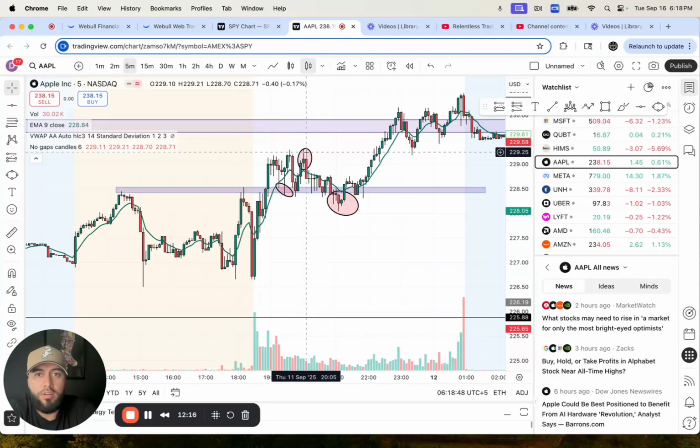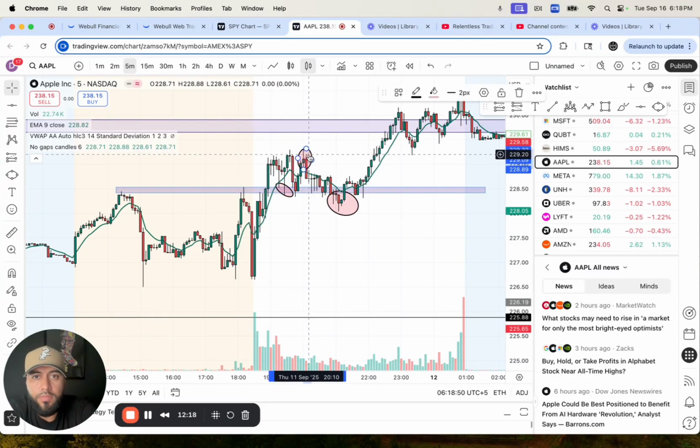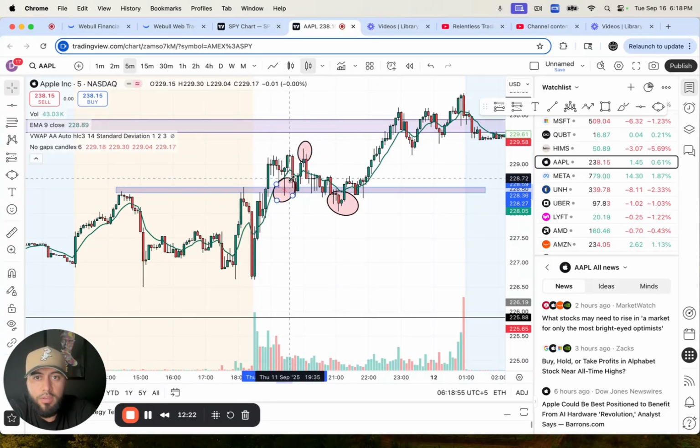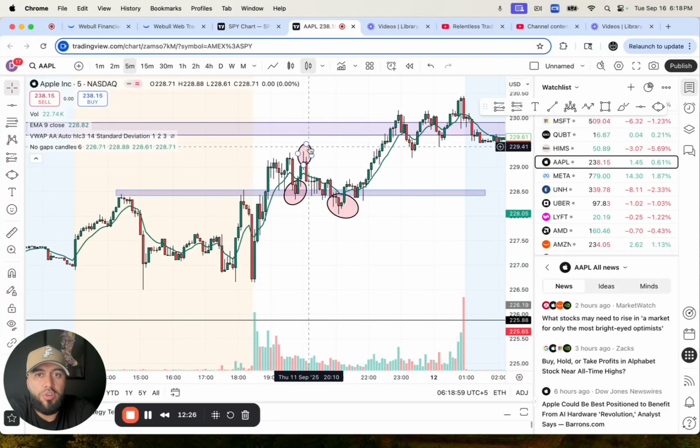Obviously, we would target our psychological level all the way up here. This is where we actually want to take our profits, which it actually came up and hit. Look at all these. These are all profit targets that we can possibly take.